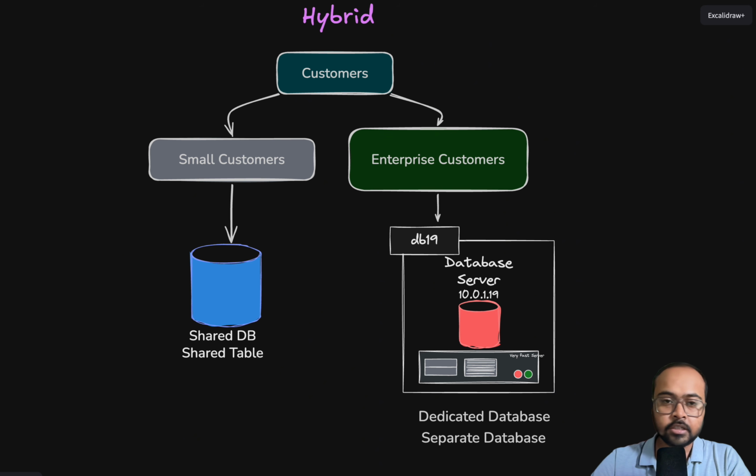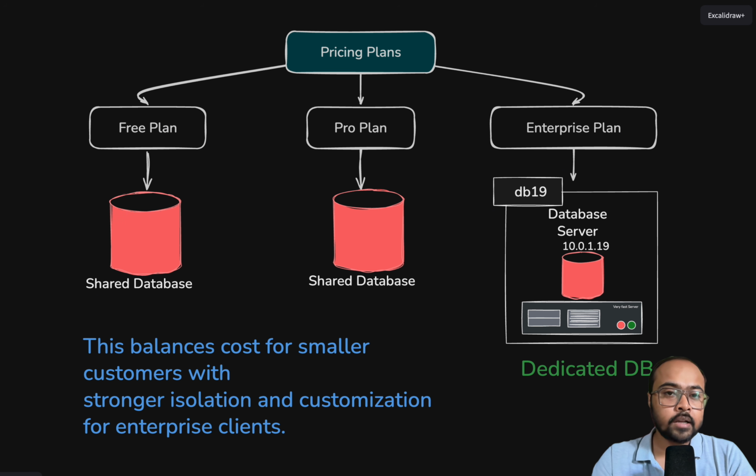So as you can see, if there is a small customer, we store the data in the shared database and shared table. But if it is an enterprise customer who requires high data security and high performance, we create a dedicated instance in which only the data of that enterprise will be there. That way we can easily follow different data isolation and data compliance rules. Now, how do you differentiate which users you want to store in the shared database and for which users you want to create a dedicated instance?